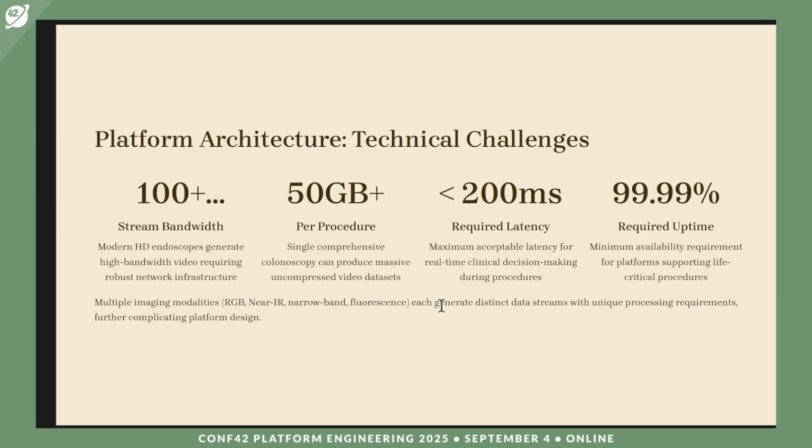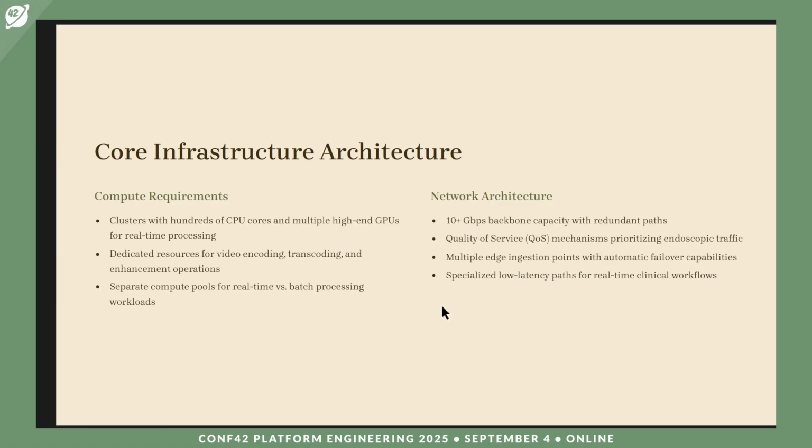Most of the modern endoscopes are at least HD, requiring robust infrastructure. Core infrastructure architecture, compute requirements: we need clusters with hundreds of CPU cores and multiple high-end GPUs for real-time processing. Dedicated resources for video encoding, transcoding, and enhancement operations. Separate compute pools for real-time versus batch processing workloads.